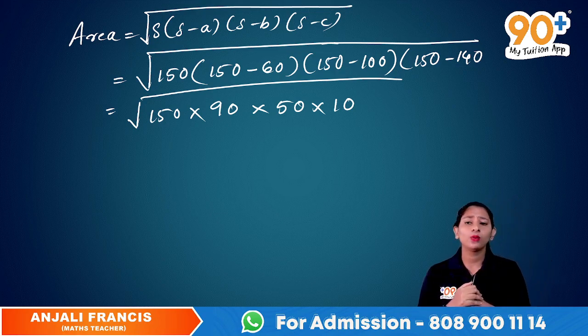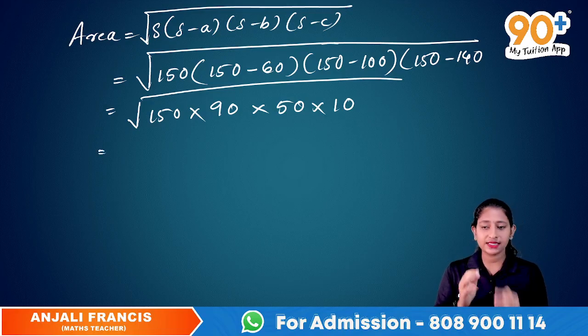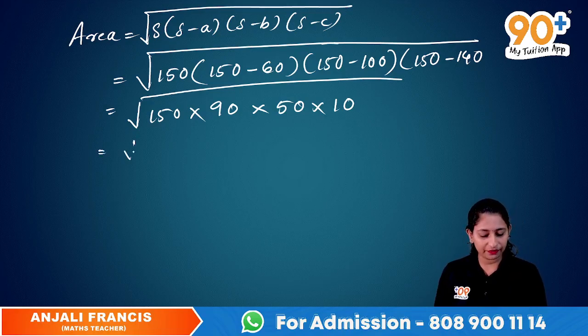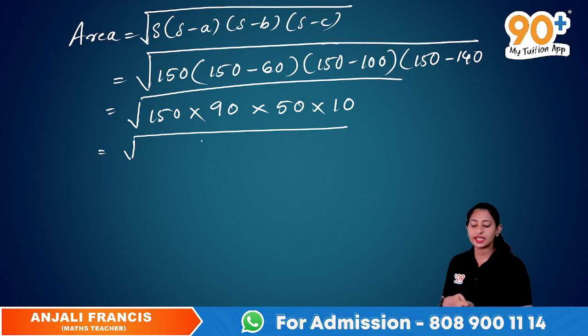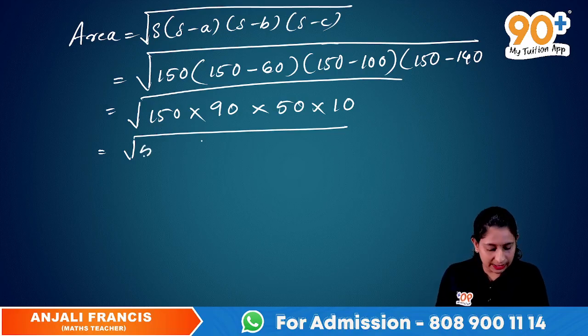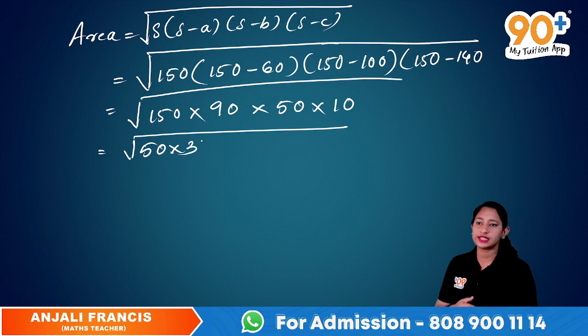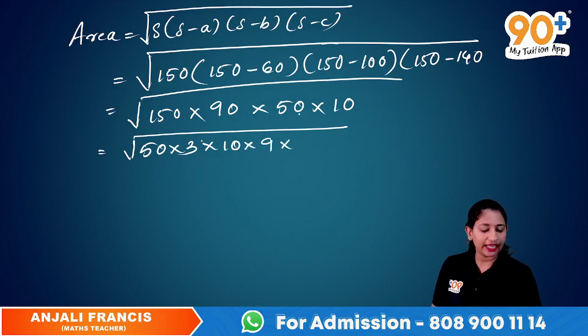നെക്സ്റ്റ് നമ്മൾ എന്താ ചെയ്യേണ്ടത്? What is the next step? Yes, we are just splitting all the values. 150 നെ എങ്ങനെ split ചെയ്യാം? Yes, we can simplify this into 15 into 10. That will be more easy. 15 into 10 into 90 into 50 into 10. We can simplify 90 into 10 into 9. And again here 15 ഉണ്ട്.